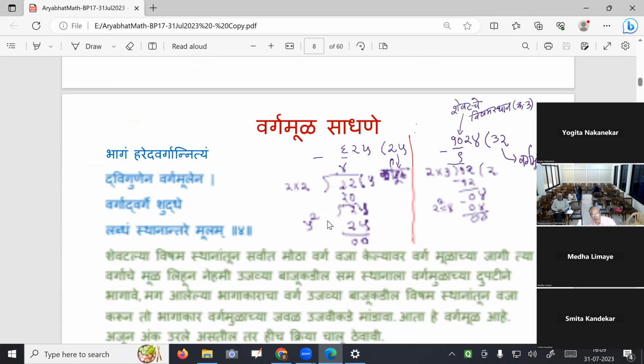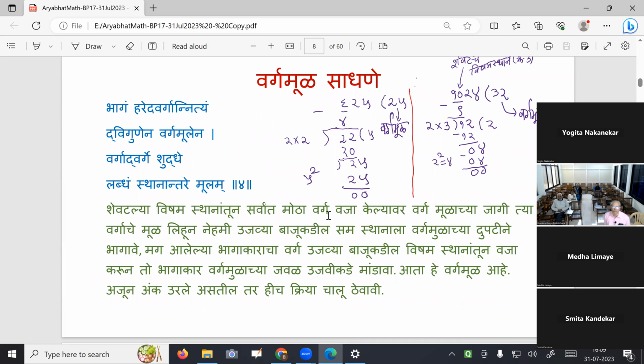Then how to find the square root? So this is what we were discussing last time. To find the square root, we have a number like 625, and this is Vargasthana, this is Avargasthana, this is Vargasthana. Vishamasthana, 1, 3, etc. They are Vargasthana. Samasthana is Avargasthana.